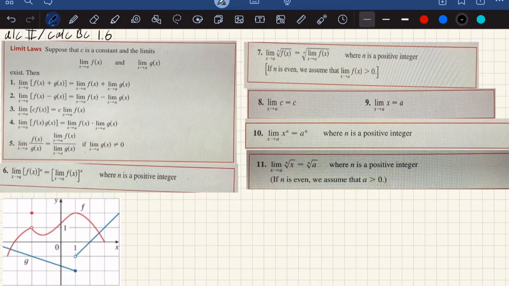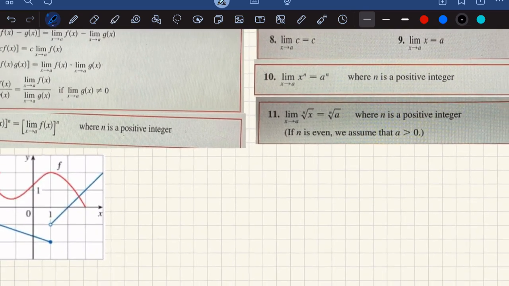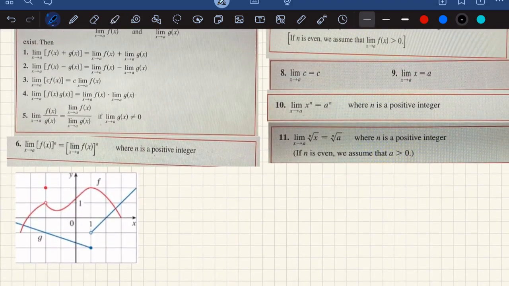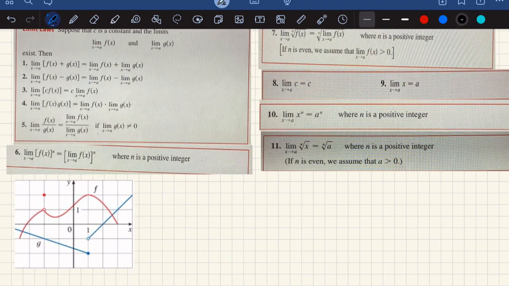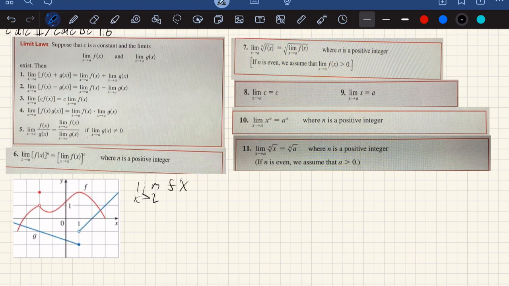There are 11 laws. They're pretty self-explanatory. Just look over them and then you'll kind of just know them. But let's do an example with these laws. So we have these two functions f and g, and we're trying to find the limit as x approaches -2 of f of x plus 5g of x.